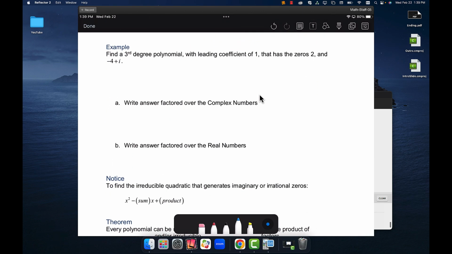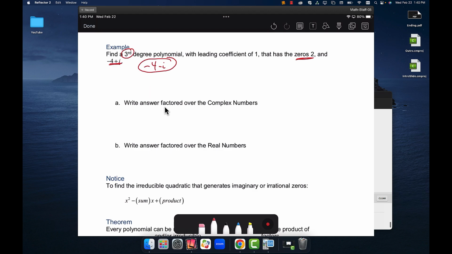Find a third degree polynomial with leading coefficient of 1 that has zeros 2 and negative 4 plus i. So we have a 0 of 2 and we have a 0 of negative 4 plus i. But it's a third degree polynomial. That means there's got to be a third 0. We can use our complex 0 to find the other. Negative 4 minus i must be the missing 0 because you have conjugate pairs.